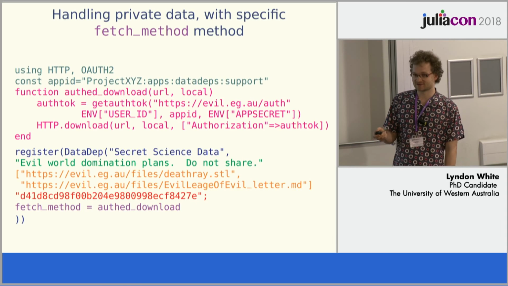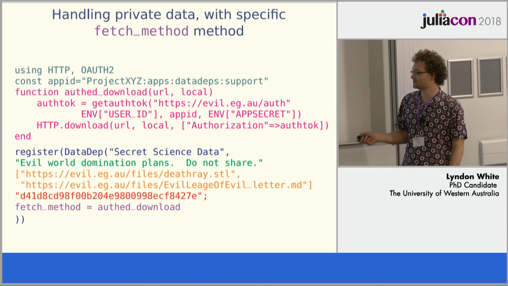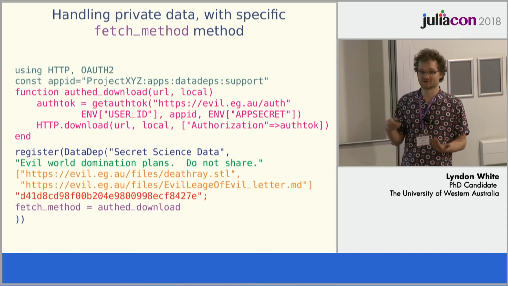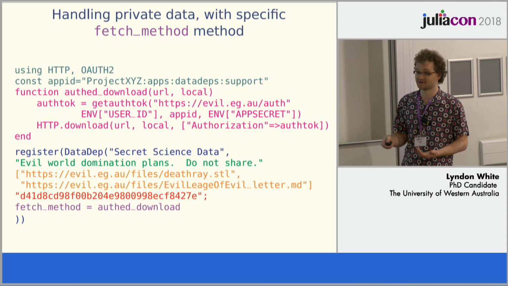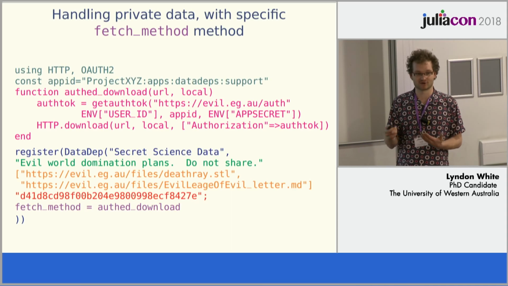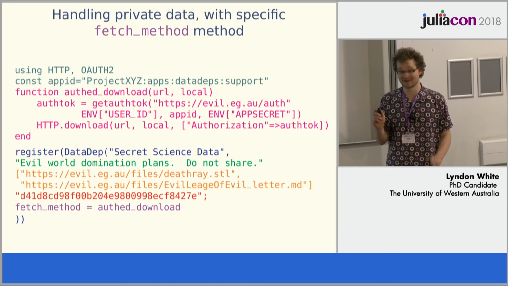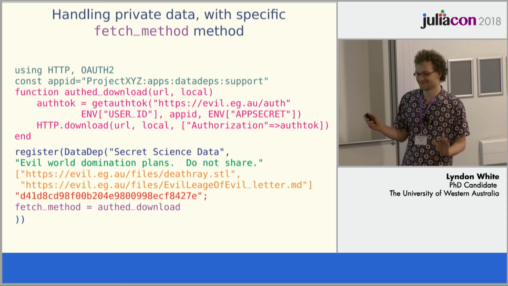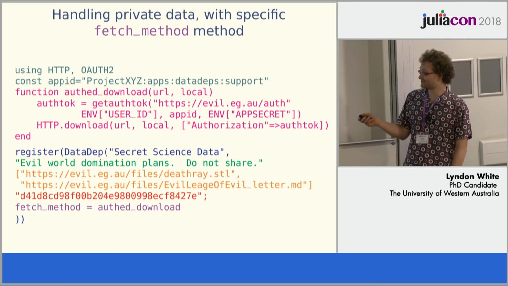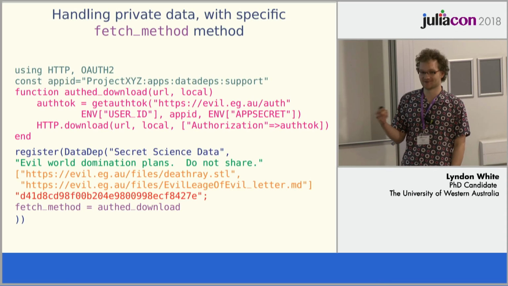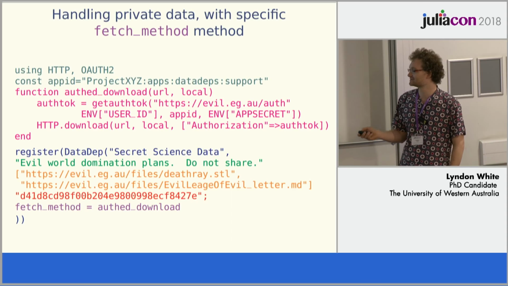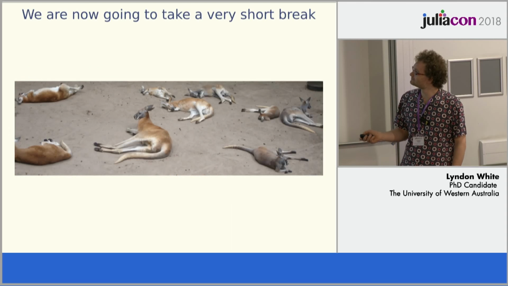If you did want to handle private data, this is how you do it. You can override the fetch method to do whatever you want. You could override it to use rsync, or to use Google Drive. We have a Google Drive prototype working, which uses your private Google Drive login. Or generally, if we had an OAuth2 package for Julia, which we don't, but someone could make one, that'd be great. Please do. Then you'd just write code that looks basically just like this, and it would do the OAuth2 authentication to download the files.